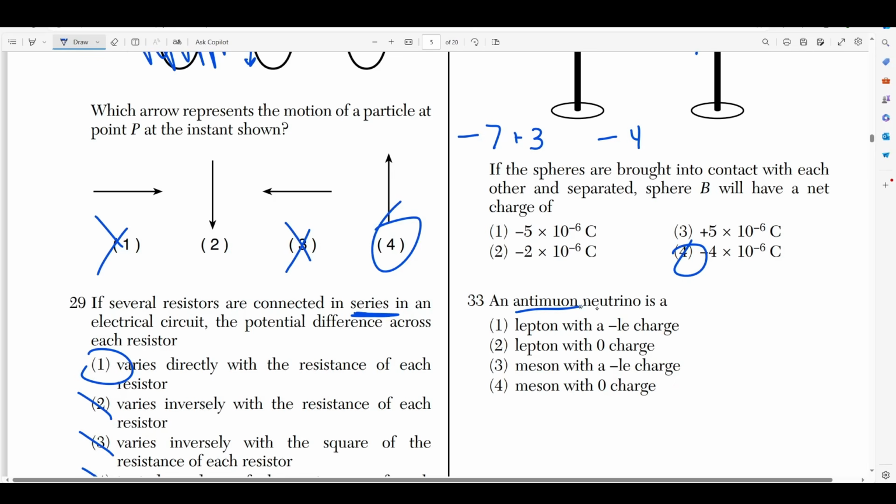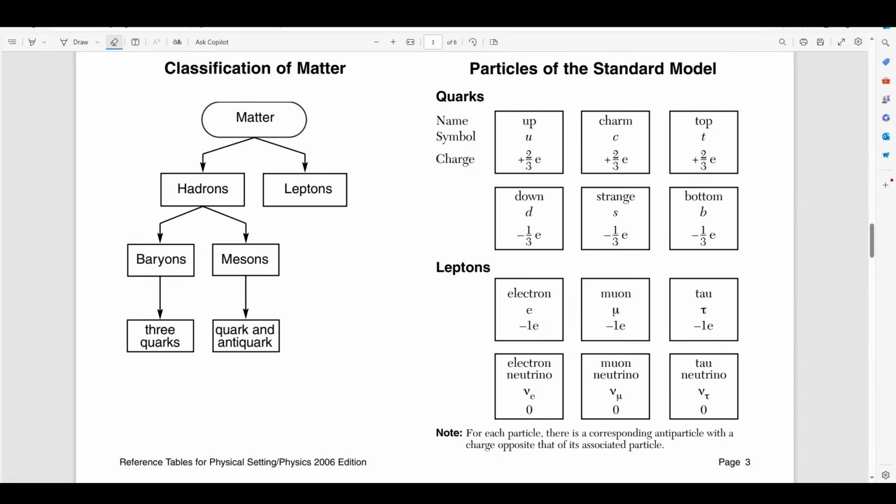So number 33 asks, an anti-muon neutrino is what? An anti-muon neutrino is a big word, but this is just a particle. And whenever we're dealing with particles, we need to go into our modern physics tab here. So here, we're just going to look, where do we see anti-muon neutrino? A thing here is that all of these can be anti. It says, note, for each particle, there is a corresponding antiparticle with a charge opposite of that. So all of these, you can have an anti-up or an anti-electron, anti-muon, anti-tau, anti-electron neutrino, anti-muon neutrino. Look, right here. They just don't write it because that would take up too much space. But as long as you negate the charge, you can have an anti-muon neutrino.